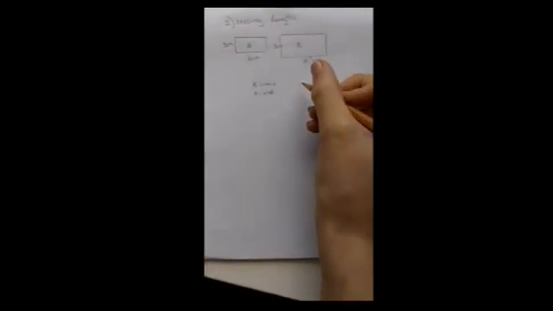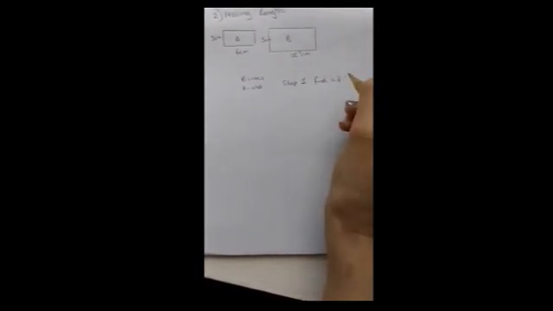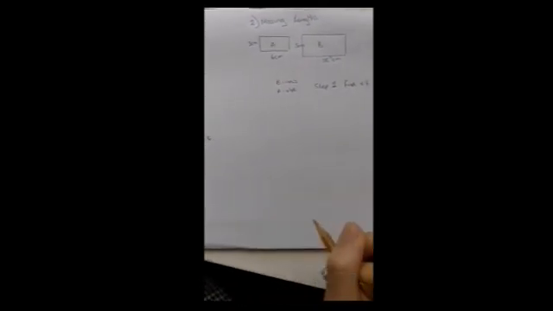Now, step one, find the scale factor. And just like over here, we're doing new divided by old. So we've got scale factor equals new divided by old.